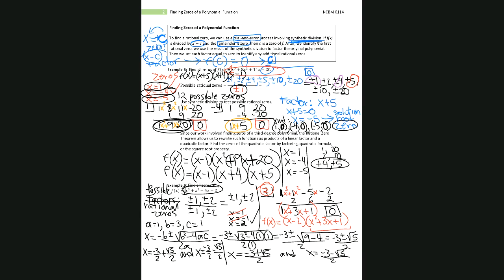So now if we count them, we say third degree, we have 1, 2, and 3. Only one of them is rational, and the other two that contain the square root of 5 are irrational.